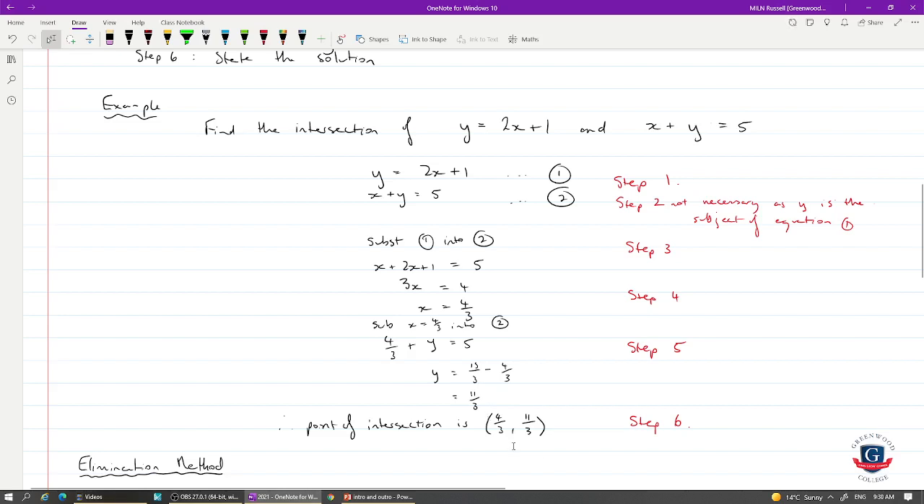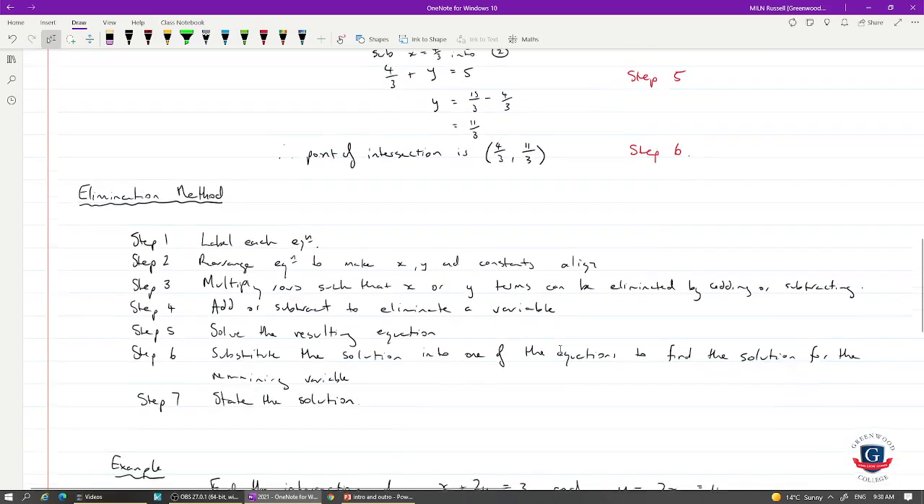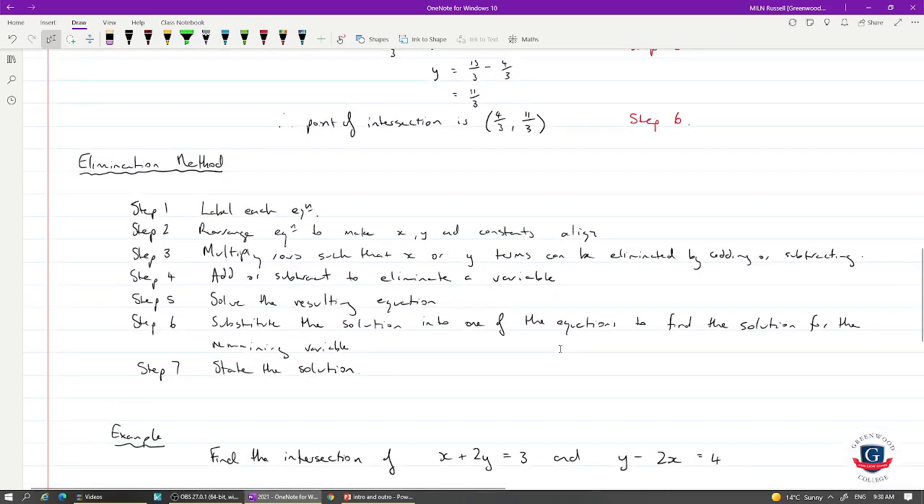Step 6, state the solution. If you don't state the solution, you're often throwing away marks, so highly advise doing it. 4 on 3 is x from here, 11 on 3 is y from here. Done. And that's how you do a substitution method problem, and they don't really change much from that. Elimination method has one extra step.